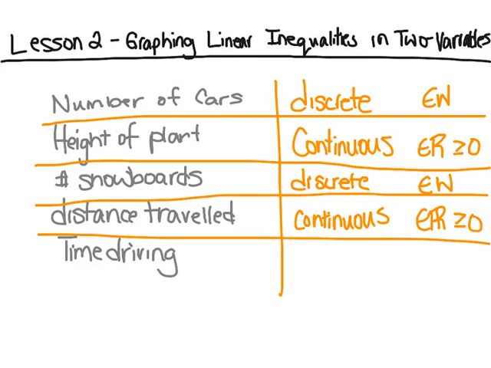And time driving, anything with time is always going to be continuous because you can always hit every part in a time. So it would be continuous, an element of the real numbers, but you can't have negative time, so it's going to have to be greater than 0.